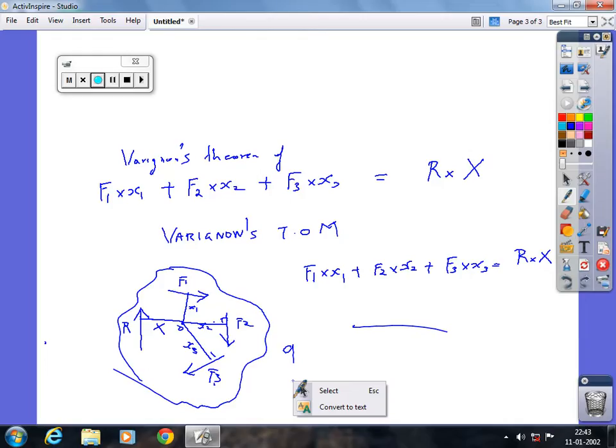Okay, so now what was the last point I said? Okay, let capital R be the resultant of all these three forces. And let this be at a perpendicular distance of capital X from point O. Keep a full stop.